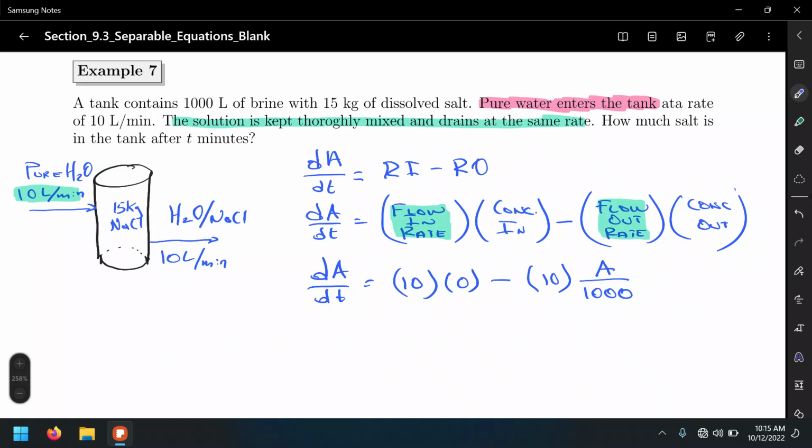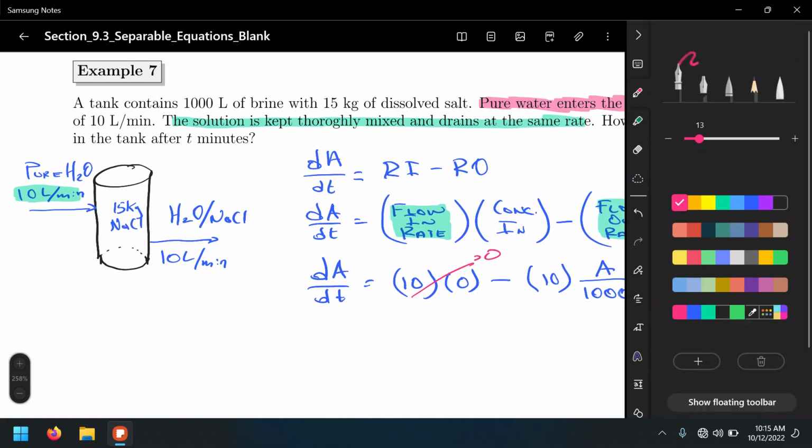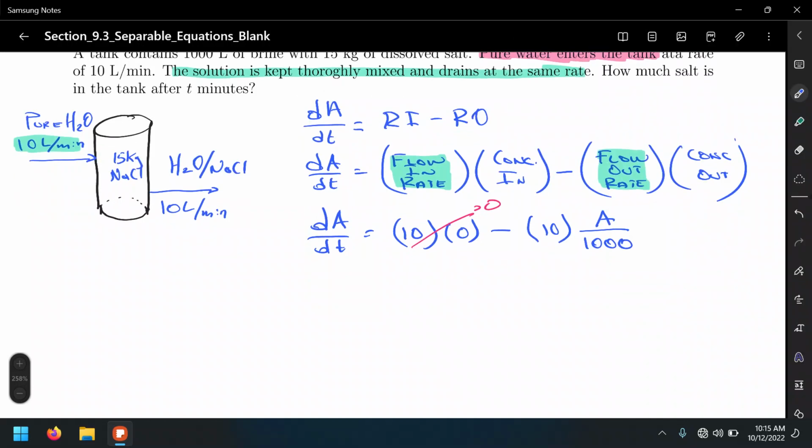So again, this is variable. This amount that comes out varies depending on how much salt remains inside due to the fact that pure water is pushing it out, all right? Of course, this term is going to get zeroed out, and we're going to remain with 10 over 1,000, which will be dA/dt. Let me continue here. dA/dt equals negative A over 100.